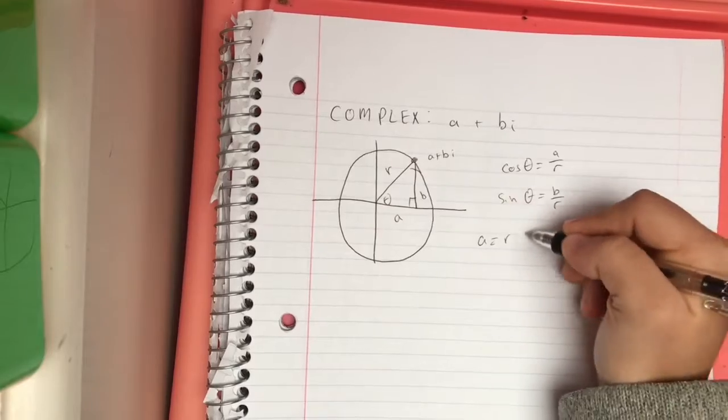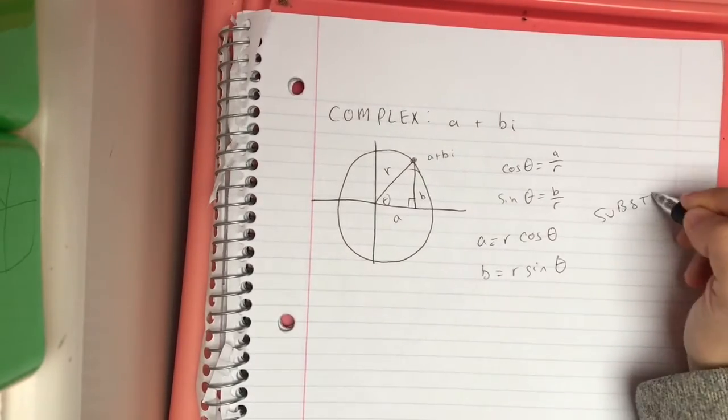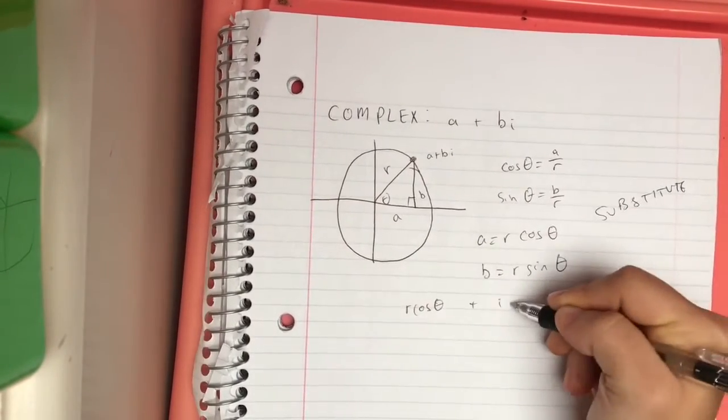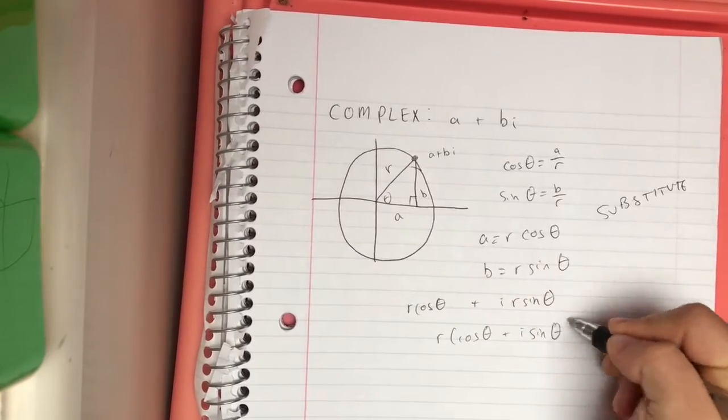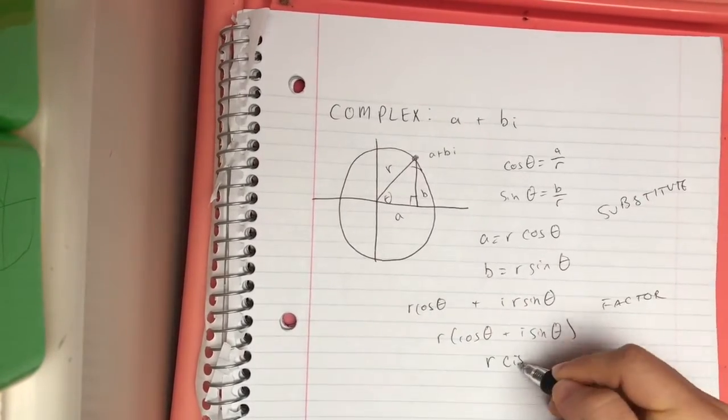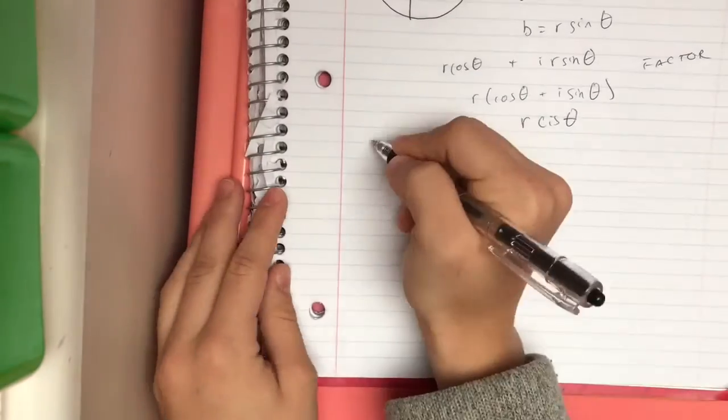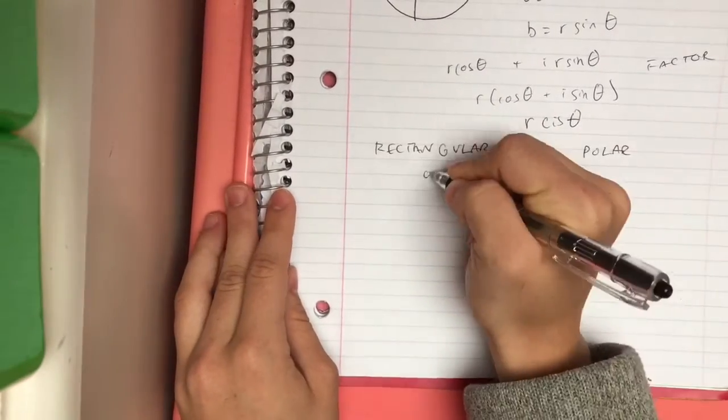And since we know that complex numbers usually take the form of a plus bi, we can substitute in these definitions and factor to get r times quantity cosine of theta plus i sine of theta, which is also abbreviated as r cis theta. If we'd like to convert from rectangular to polar, we must find both r and theta.